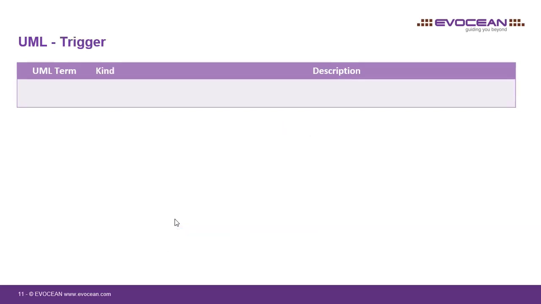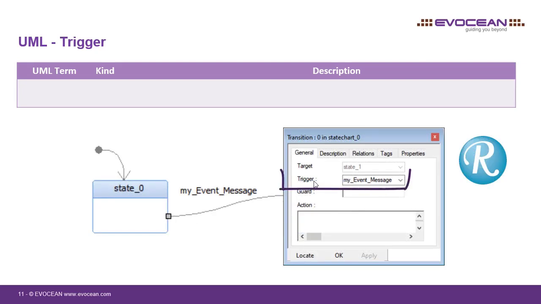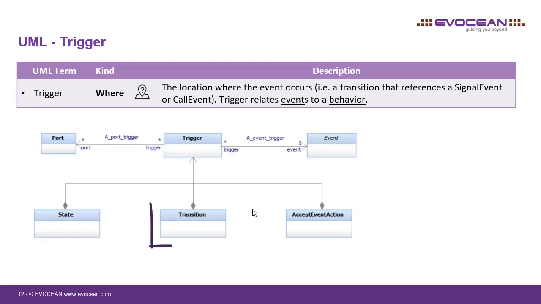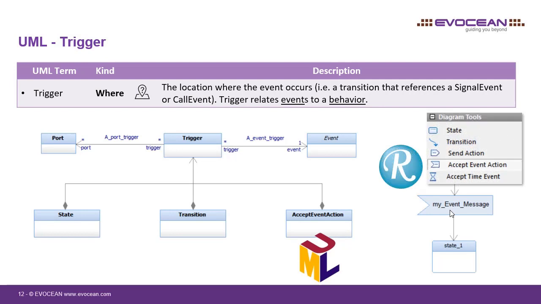We are also familiar with the term trigger in Rhapsody. If you look at the features dialog of a transition, you will see the term trigger, saying that the transition is triggered by this event. This brings us to the next question. What is the definition of a trigger? According to UML, the trigger is the location where the event occurs. Beside the transition, a trigger can also be an accept event action, which is the graphical symbol that we find in a state machine and activity diagram. This is called the same in Rhapsody.